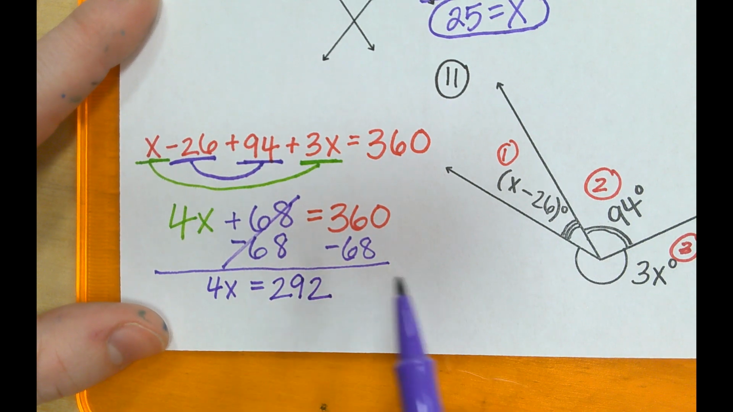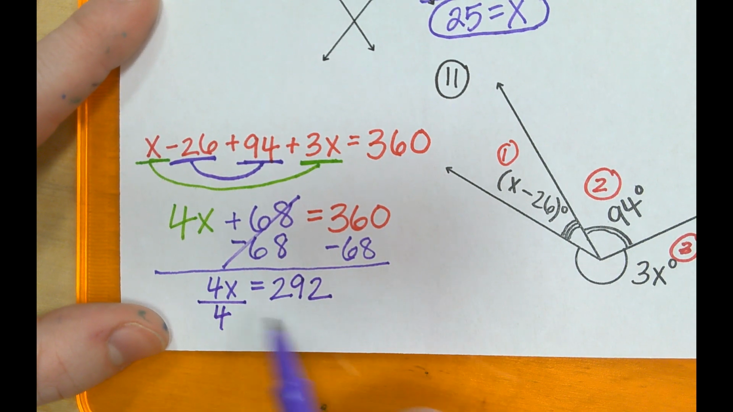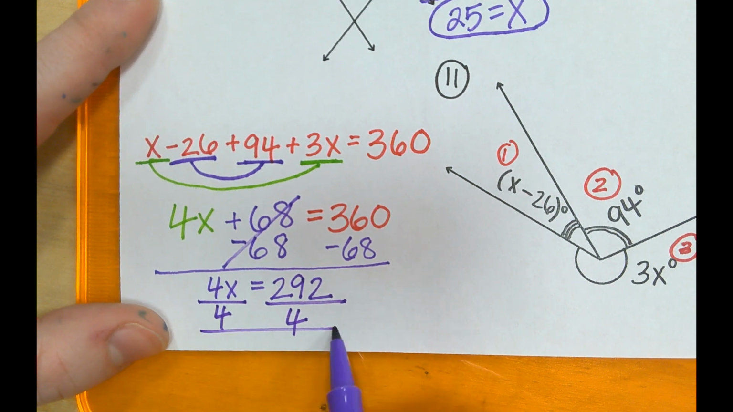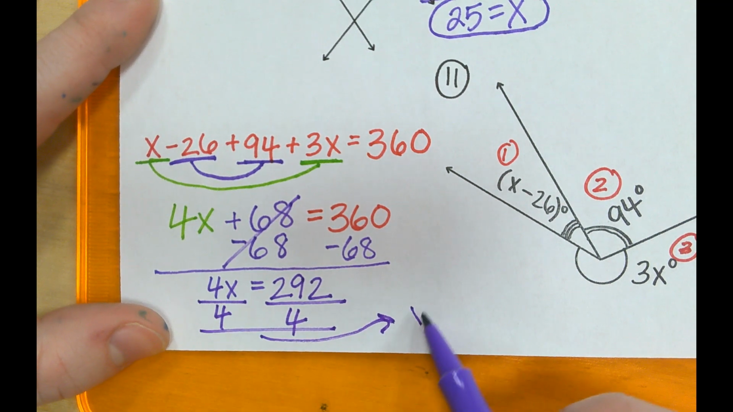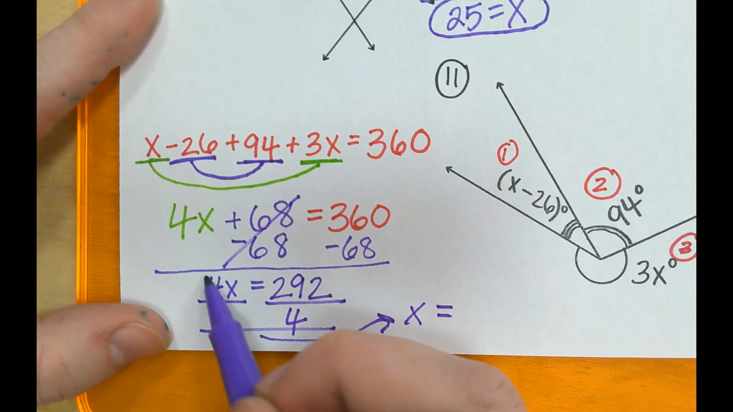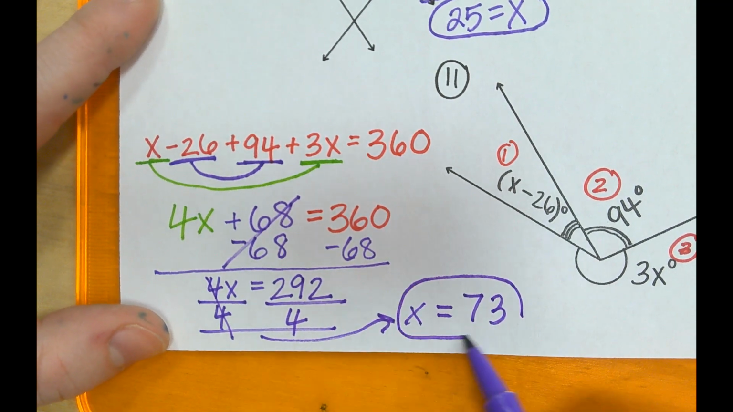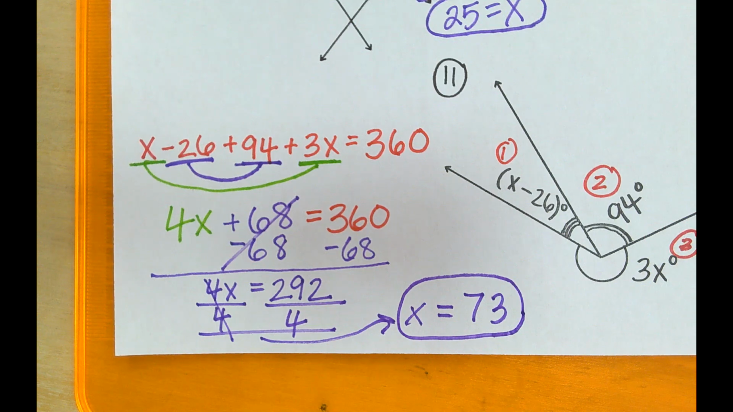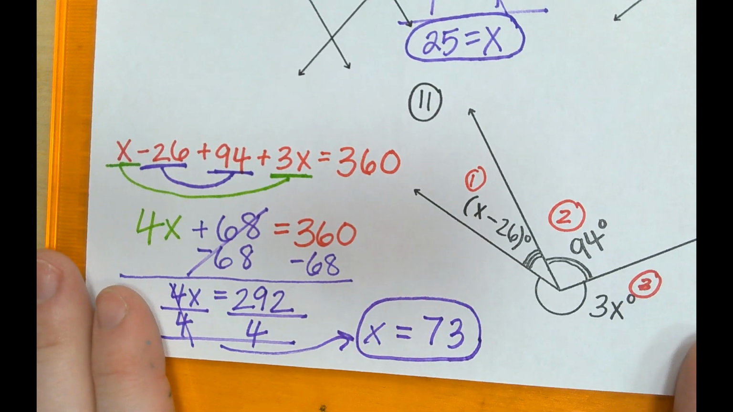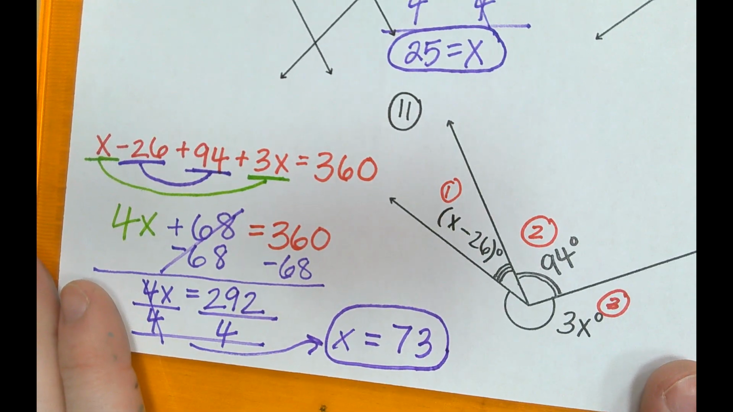And what's my last step? Divide. Good. Divide by 4. X equals 73. Everybody get 73? Mm-hmm. 73. Here we go. All right. That's our answer.